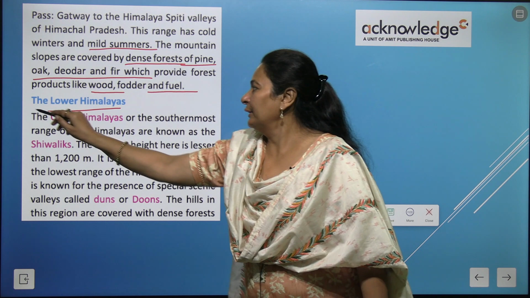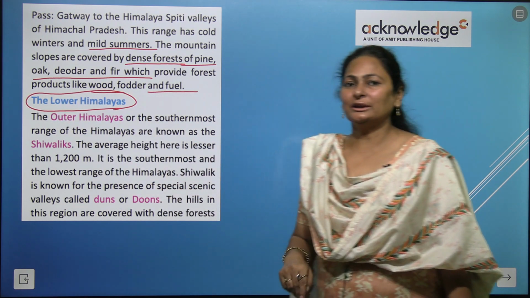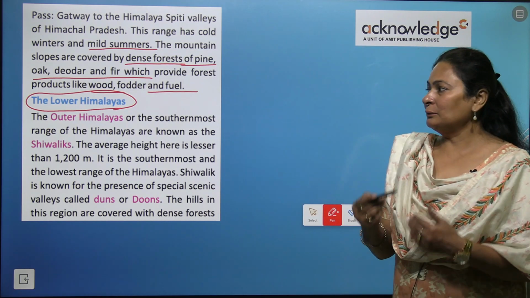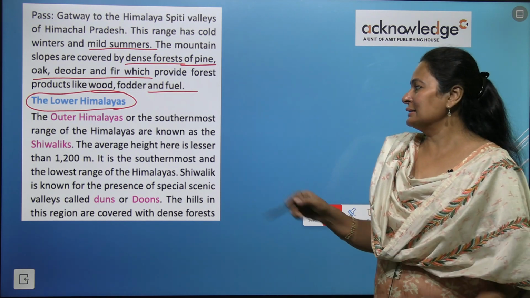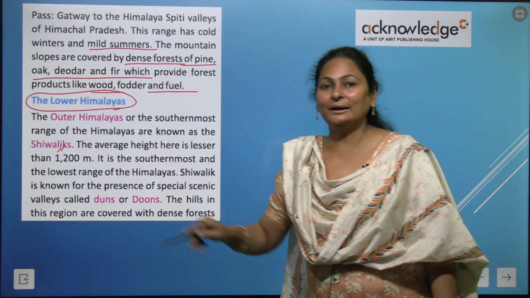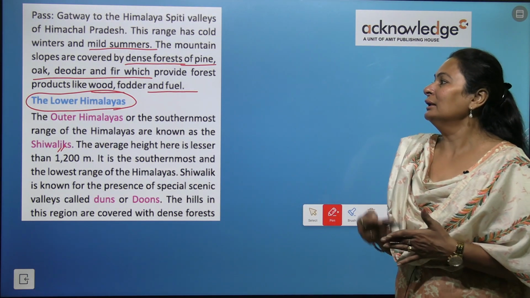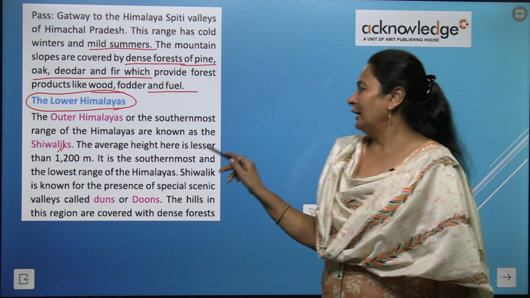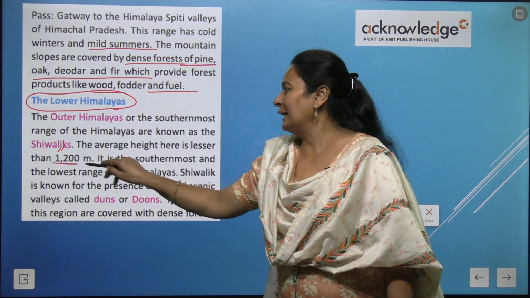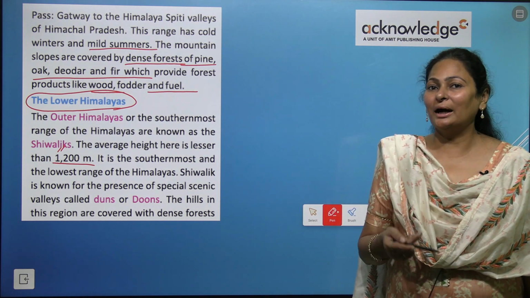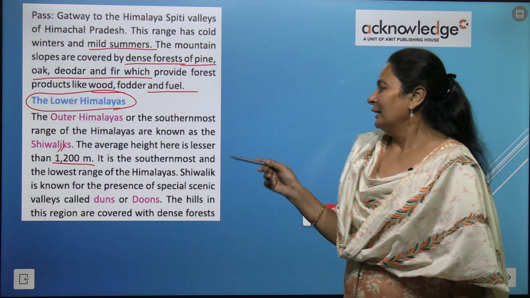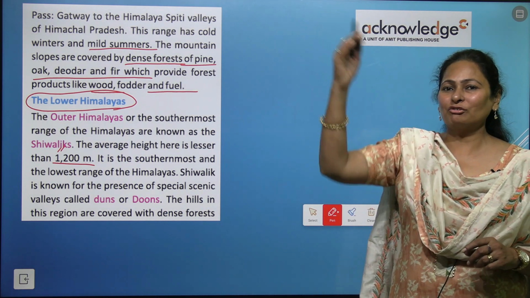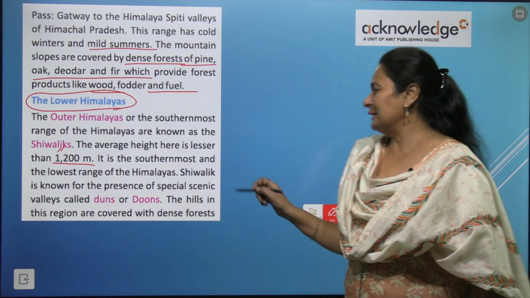Next is the lower Himalayas, the third parallel range, right? The outer Himalayas, the southernmost range of Himalayas, are known as Shivalik. Another name of the lower Himalayas is the Shivalik range. The average height is less than 1,200 meters. It is the southernmost and the lowest range of Himalaya. This is the lowest range, right?